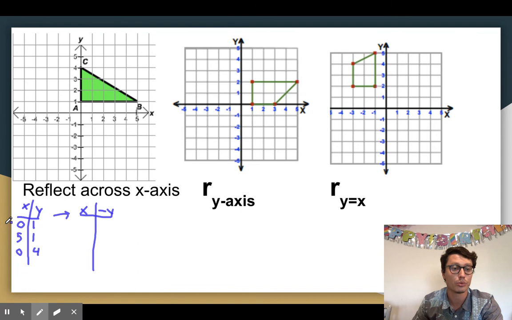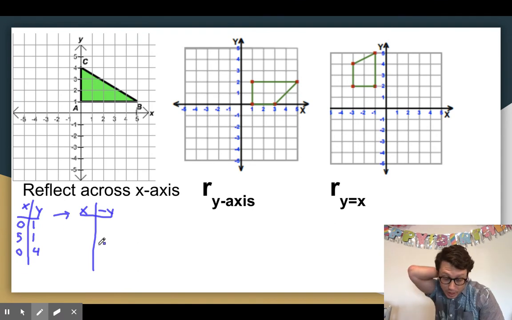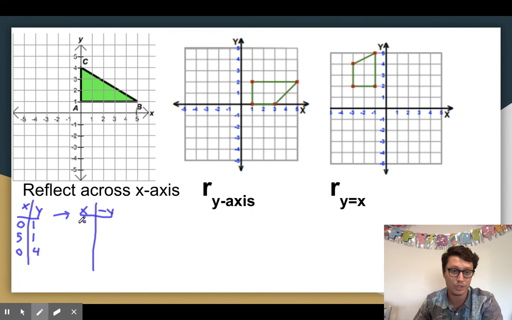Right? This is our original ABC. Now that we're going to make new A prime, B prime, C prime, we just follow the rule. The X numbers stay the same, so we can just rewrite the X numbers. The Y numbers change sign. So +1 turns to -1. +1 turns to -1. +4 turns to -4. Now we have new coordinates to graph.